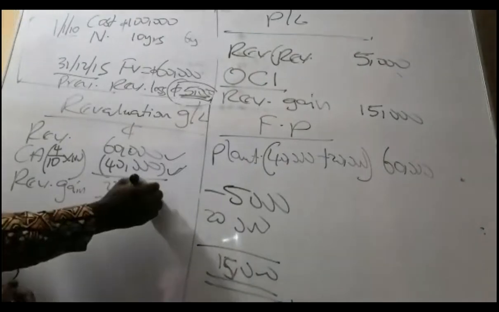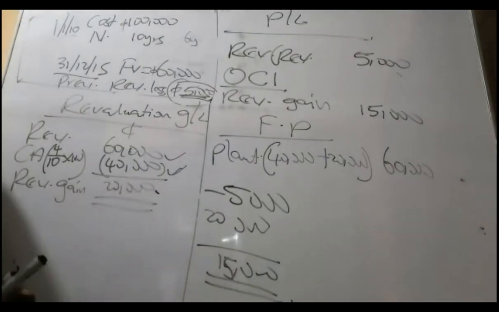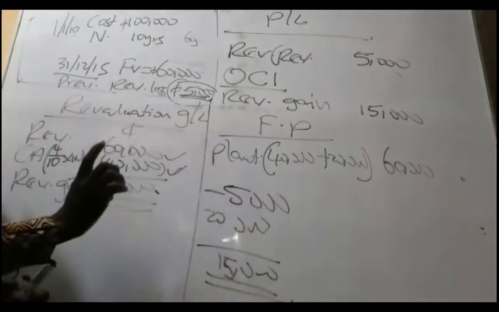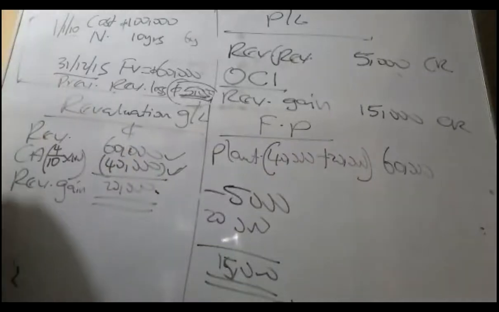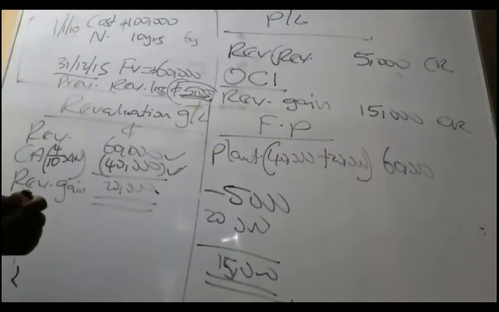We have 20,000, but because of the previous loss of 5,000, where is that loss sitting? In the P&L. The portion must be released. This is credit. This one too is credit. All of them are credit. And this is the debit. 20,000 debit. Then it balances nicely for you. Now let me do a small alteration.